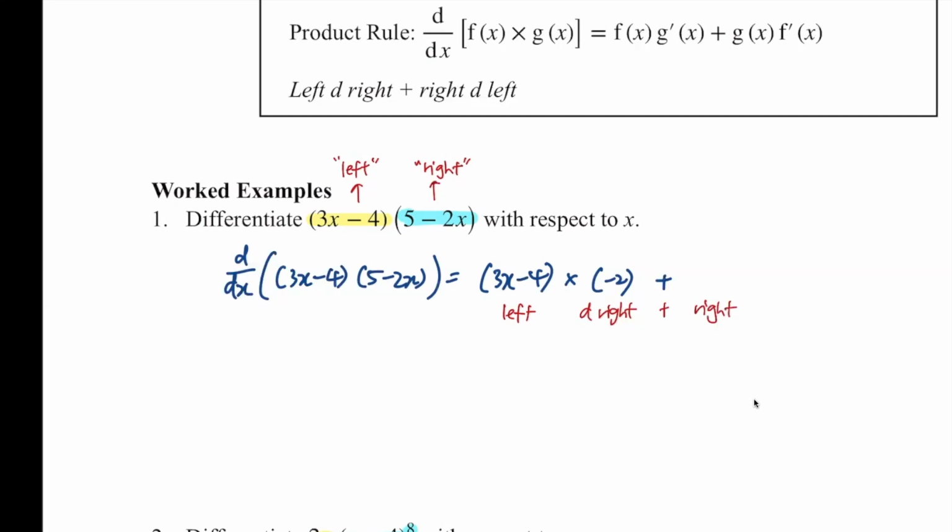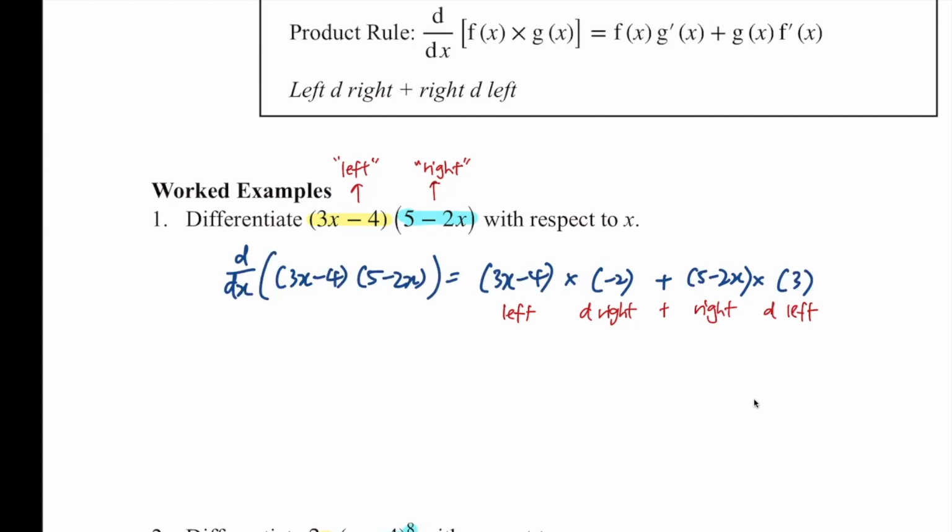right d left. So your right is 5 minus 2x. Your d left is 3. So this is my left d right plus right d left. That's how you differentiate. So I mentioned 2 things really: recognize when you need to do it and how you need to do it.